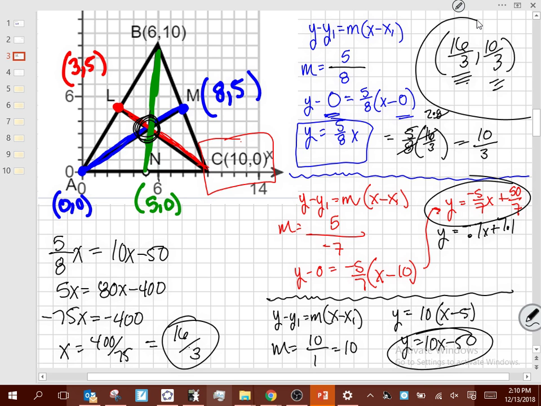But by all means, when you're asked to find a centroid, I'm not going to ask you to do it this way. I'm going to ask you to use the averages, okay? Do not use the equations. It takes too much time.